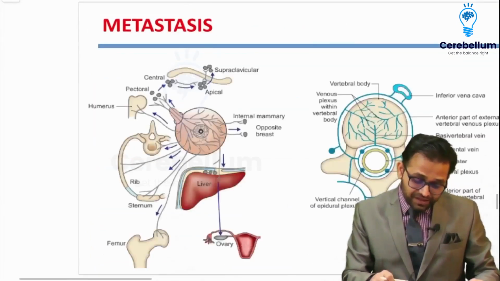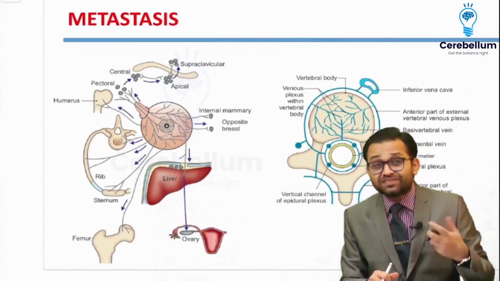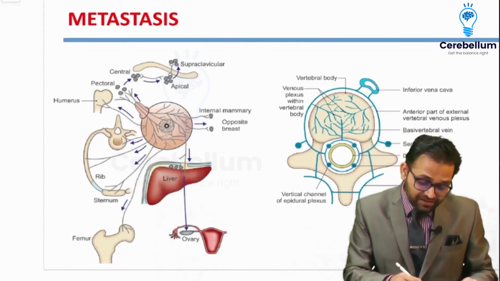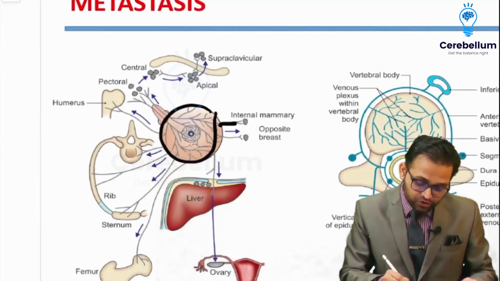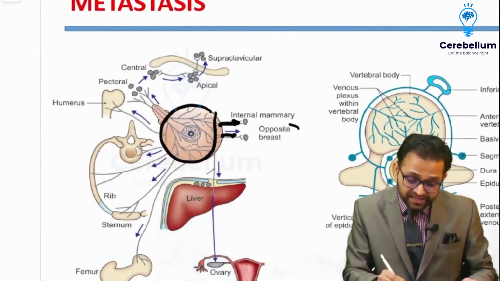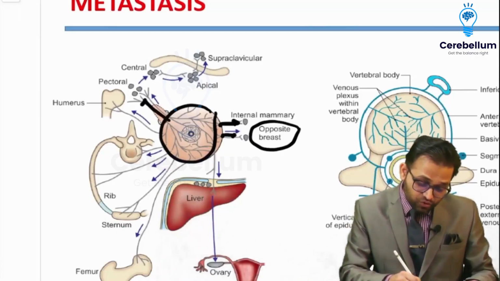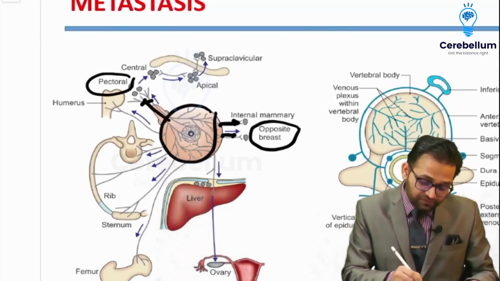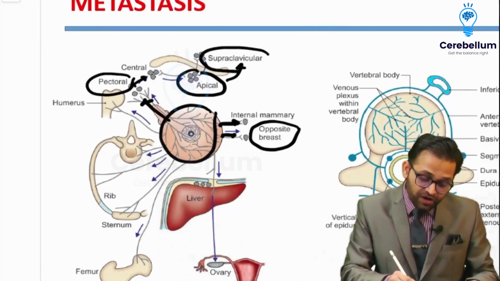Okay, now metastasis. Cancers are characterized by invasion and metastasis. Remember better, the breast cancer, yes, it can spread to the internal mammary lymph nodes, and then it can involve the opposite breast also. Yes, it can go to the axillary pectoral lymph nodes, then the central group, then yes, apical, and then supraclavicular lymph nodes.